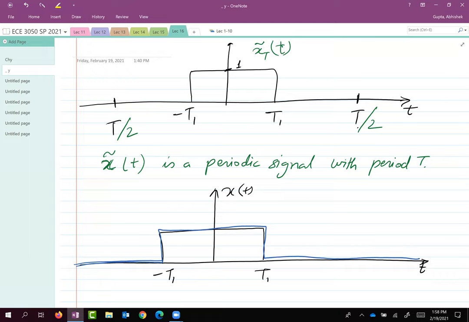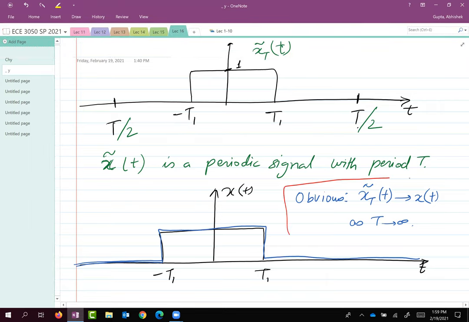So is it an obvious observation that as capital T goes to infinity, x tilde t converges to xt? So what I'm saying is x tilde t converges to xt as capital T goes to infinity. So I have a periodic signal, x tilde t. I let the period go to infinity, and I recover an aperiodic signal, xt. All of us agree on this obvious observation?